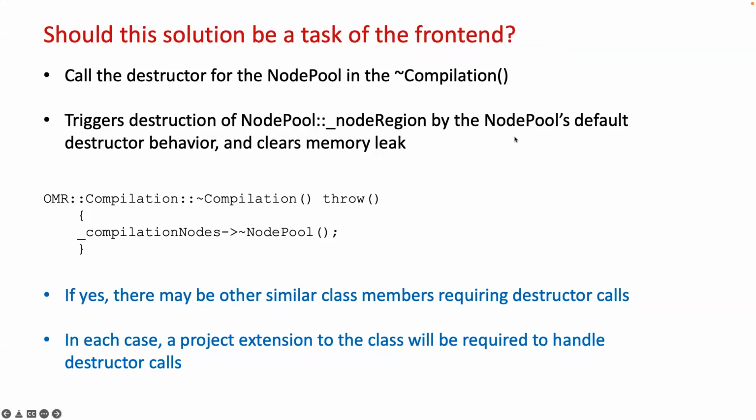Its default compiler-provided destructor will do what we need it to do, which is to call the destructor of that node region. And as we saw, when that node region's destructor is called, it will free up the memory that it had allocated. And that clears up the memory leak. So this provides the solution, at least as far as our front end's use of the code is concerned, to the leak that's coming from the NodePool's region.